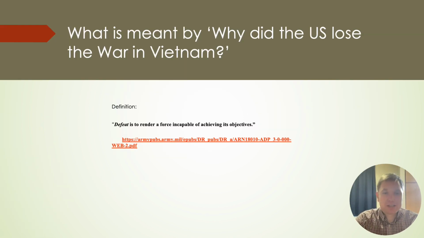Firstly, before we address the question, it's good to analyse what the question is saying. So what is meant by why did the United States lose the war in Vietnam? We need to establish what is meant by losing. The US Army Doctrine Publication 3.0 defines defeat as to render a force incapable of achieving its objectives. So for our purposes, we're reverse engineering that: at what point was the United States incapable of achieving its objectives in Vietnam?